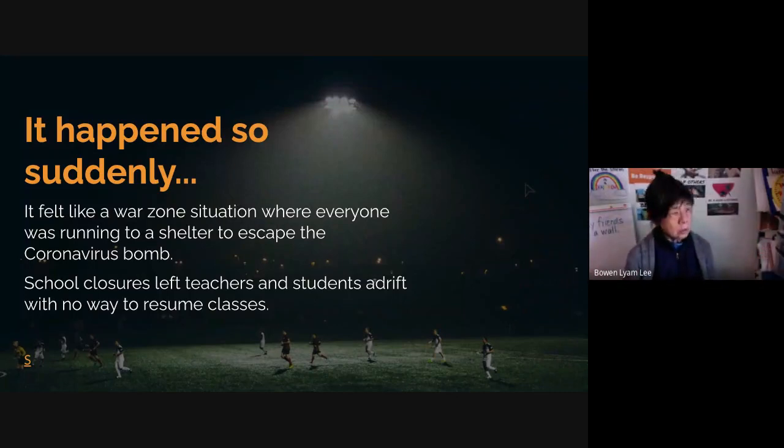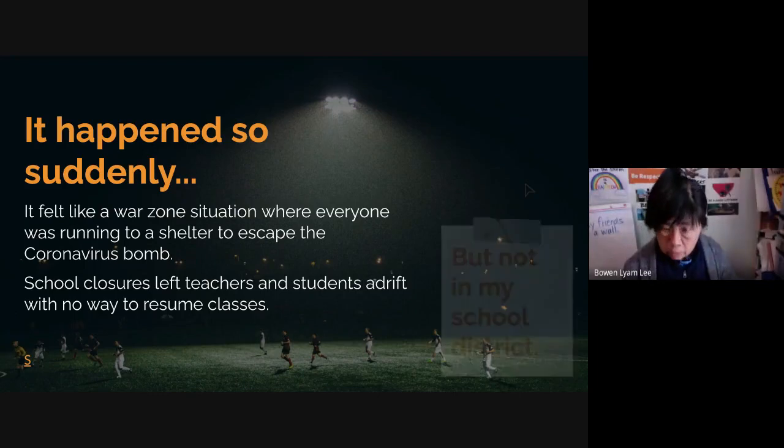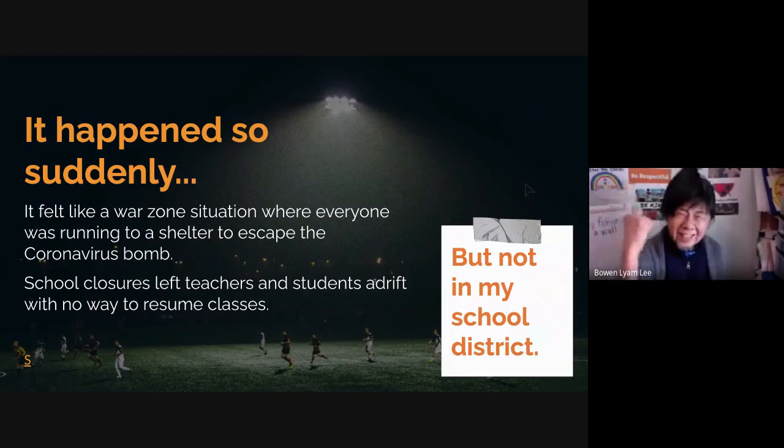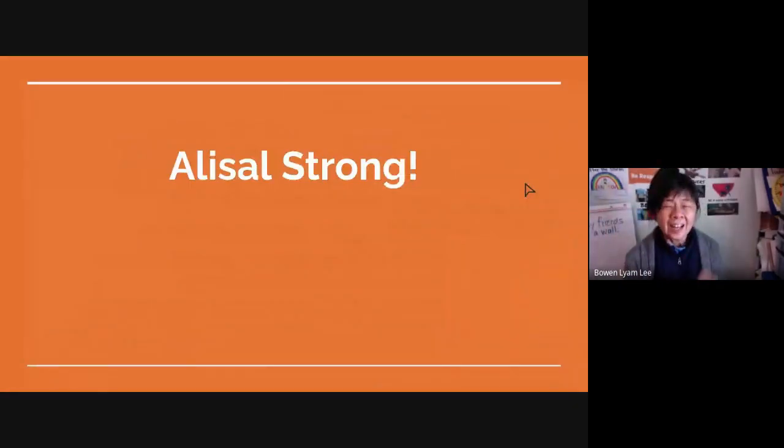School closures. I know so many school districts, so many teachers, so many students that just when schools closed, they were lost out there. There was no way to resume classes. They just didn't have school. But not in my school district. Oh, this is such a great community.